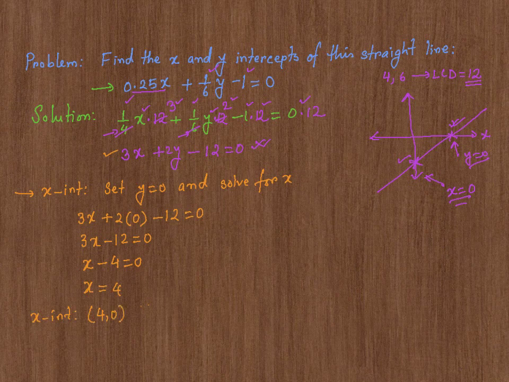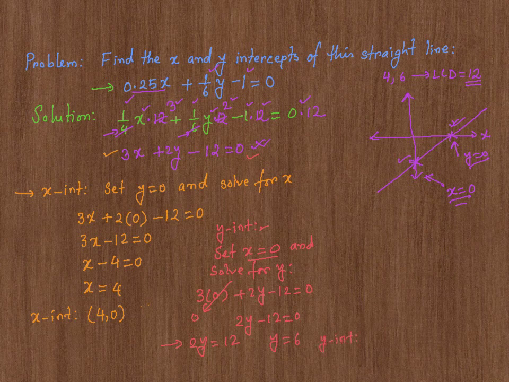Similarly, we can find the y-intercept. So we are going to again look at this equation and set x equal to 0 to find the y-intercept. So 3 times 0 plus 2y minus 12 is equal to 0. Now this is just 0. So 2y minus 12 is equal to 0. If I add 12 to both sides, I get 2y is equal to 12. Now if I divide both sides by 2, I get y is equal to 6. So the y-intercept is going to be at (0, 6).